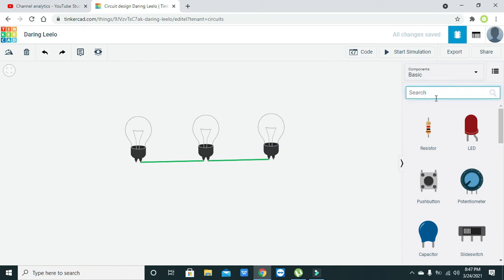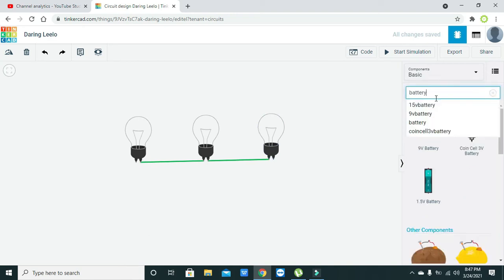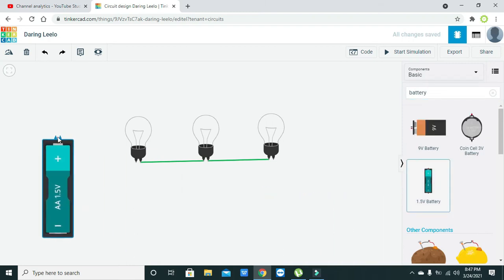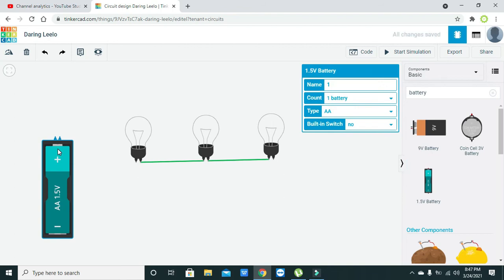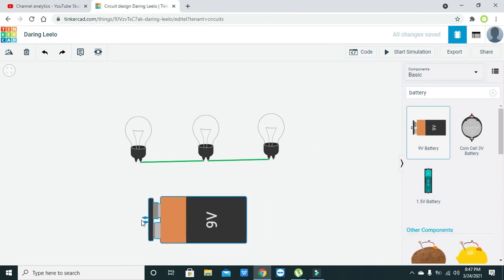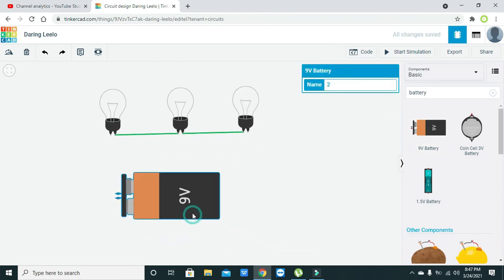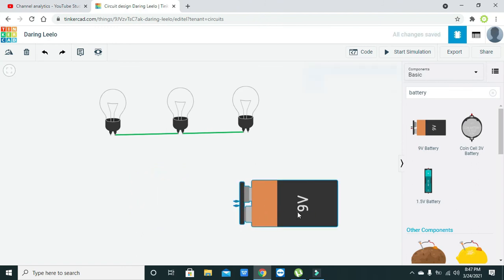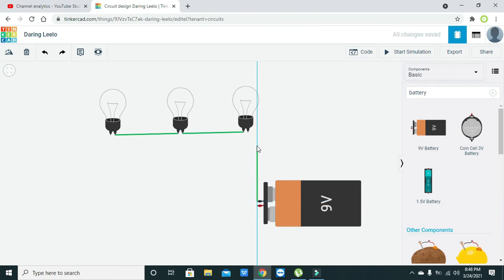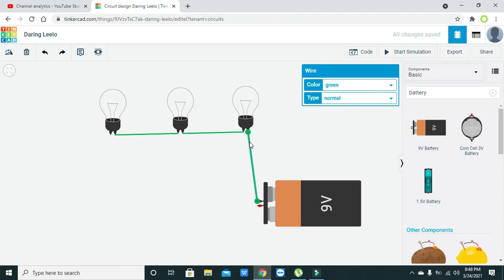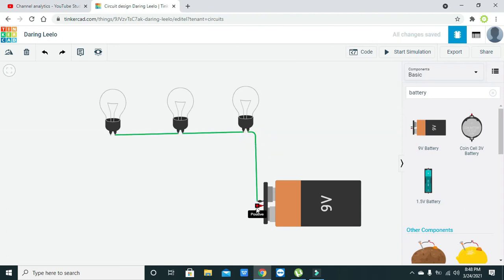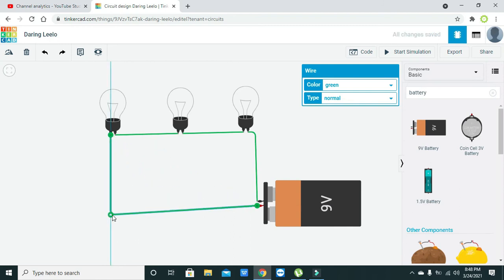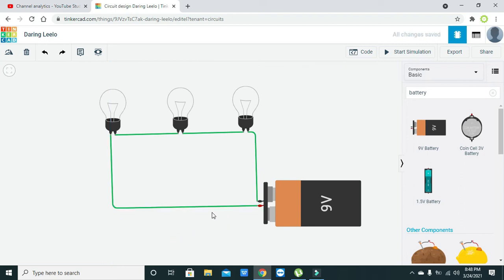Now we need to attach our power supply, and that is our battery. It's better to try it with the 9 volt battery, because the 9 volt battery has more voltage as compared to the dry cells. Okay, now we will connect the positive end with one end and the negative end with the other end. Okay, now they are connected with each other.